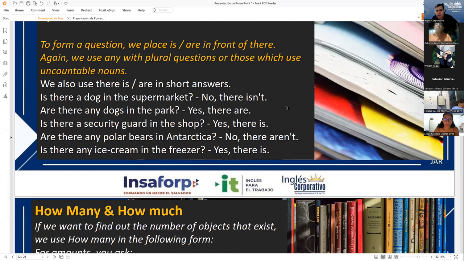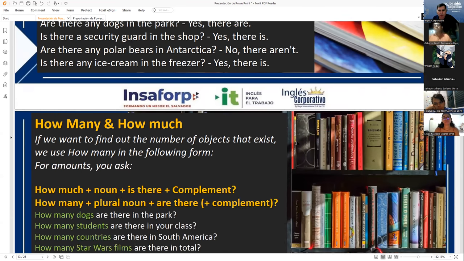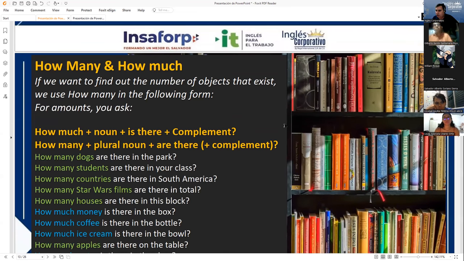Is there a dog in the supermarket? No, there isn't. Only hot dogs. Are there any dogs in the park? Yes, there are. Also hot dogs. Is there a security guard in the shop? Yes, there is. Are there any polar bears in Antarctica? No, there aren't. Is there any ice cream in the freezer? Yes, there is. Okay, then don't worry, we're going to get to the practice.